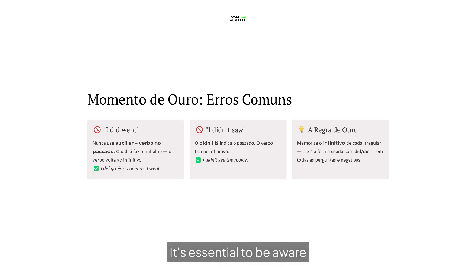It's essential to be aware of these pitfalls so you can speak and write with confidence. One common error is saying, "I did went." This phrase might seem correct at first glance, but it's actually incorrect. Remember, the auxiliary verb did already indicates past tense, so the main verb should revert to its base form. Instead, you should say, "I did go," or simply, "I went." Notice how this adjustment not only corrects the error, but also clarifies your statement.